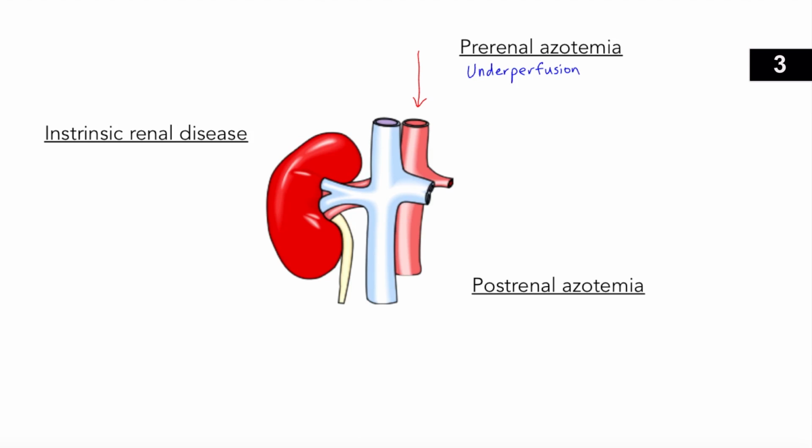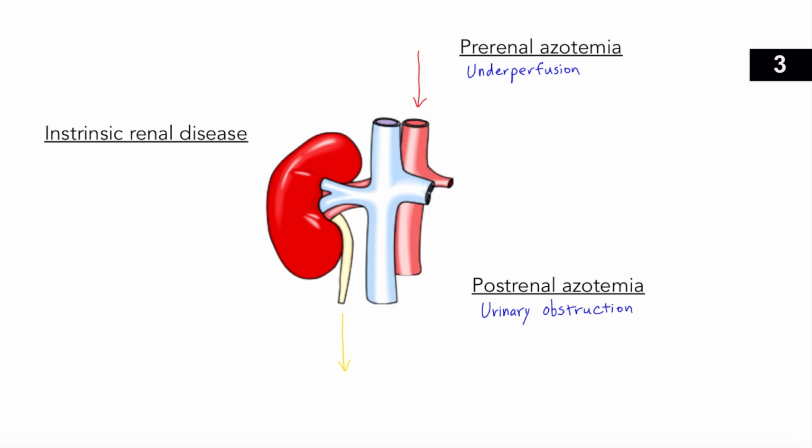Then post-renal azotemia occurs when there's a problem with the outflow of urine, some obstruction downstream from all that urine-making equipment. And then intrinsic renal disease means that the problem is in the urine-making equipment itself, the glomeruli and the nephrons. There's something intrinsically wrong with the kidneys themselves.